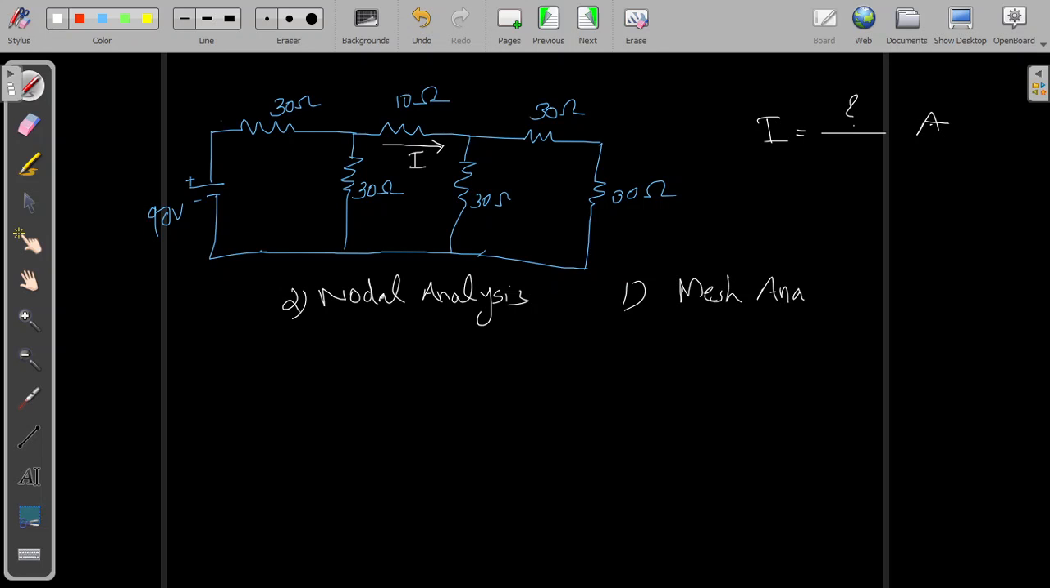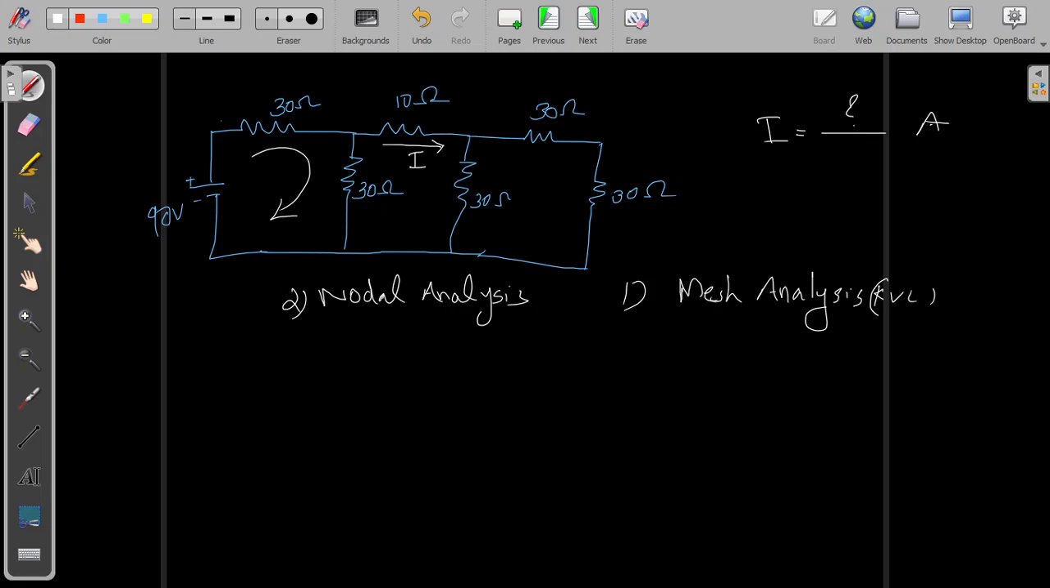Analysis in where KVL is applied. Okay, because it is voltage law. In mesh analysis, in order to apply KVL, first you have to identify the loops.